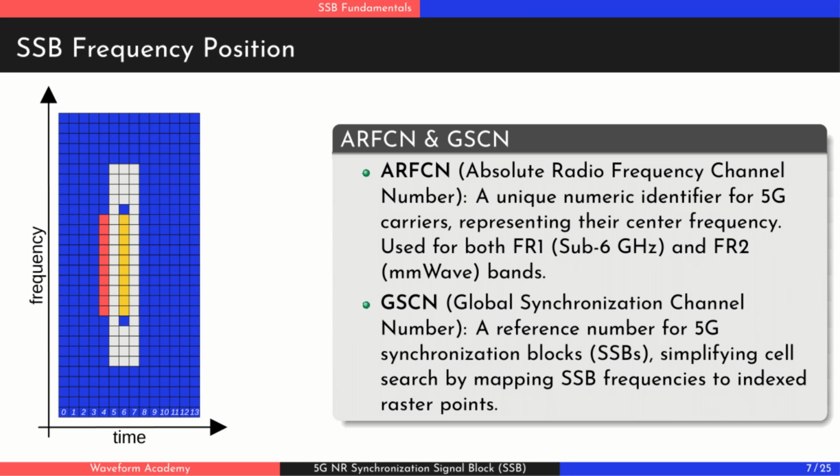In LTE, the PSS, SSS, and PBCH are always transmitted at the DC carrier frequency. In contrast, 5G allows the SSB to be shifted in frequency by a parameter known as the subcarrier offset. The selection of the carrier frequency is also constrained to specific predefined positions, identified by the absolute radio frequency channel number. To determine the exact SSB frequency position, the UE must search across all possible locations relative to the given carrier frequency. To simplify this process, the Global Synchronization Channel Number was introduced, providing a raster that defines the set of valid frequency positions where an SSB may be located.